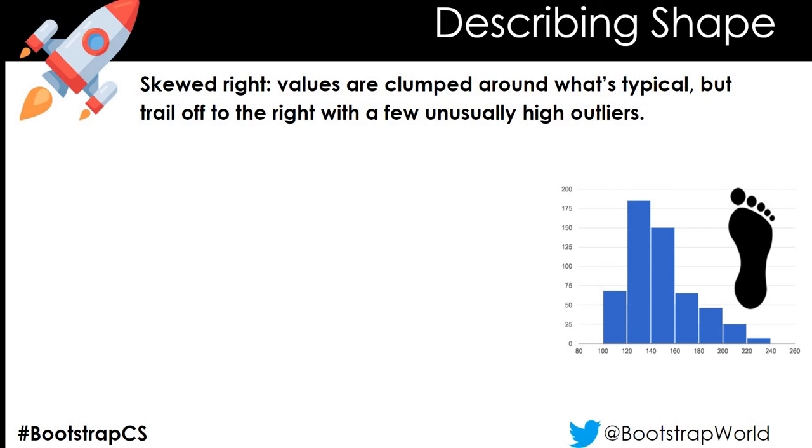All right, skewed right. If you look at your right toe, it's the same idea, like your right foot sitting down, looking from above. It's this idea that you have a tail on the right side, which means that for the most part, most of the data is over here, but you have some values that are pretty large.